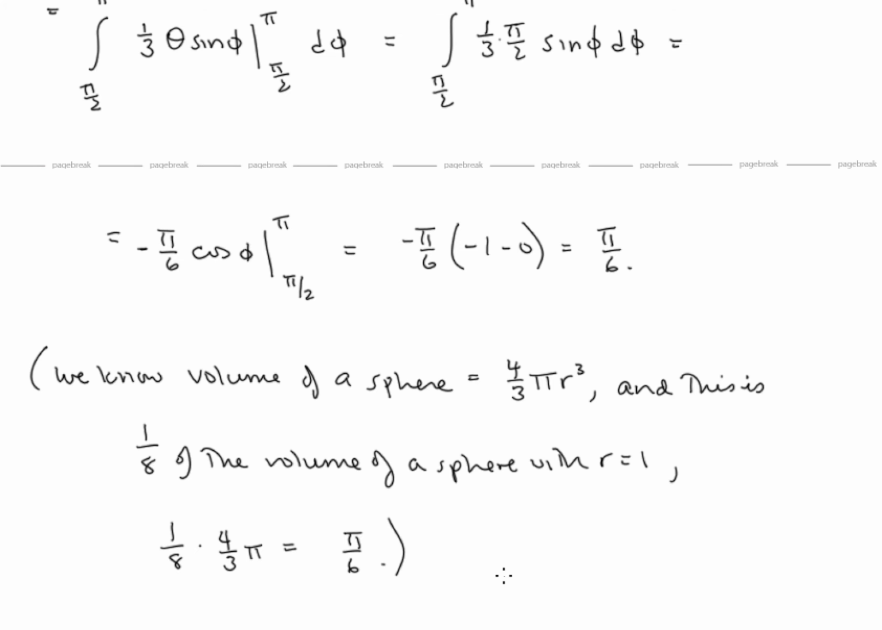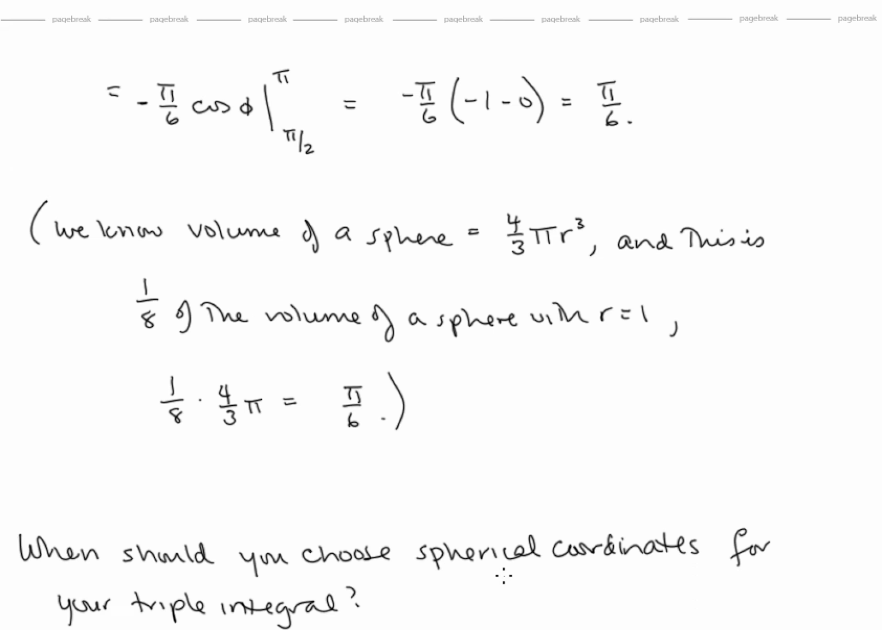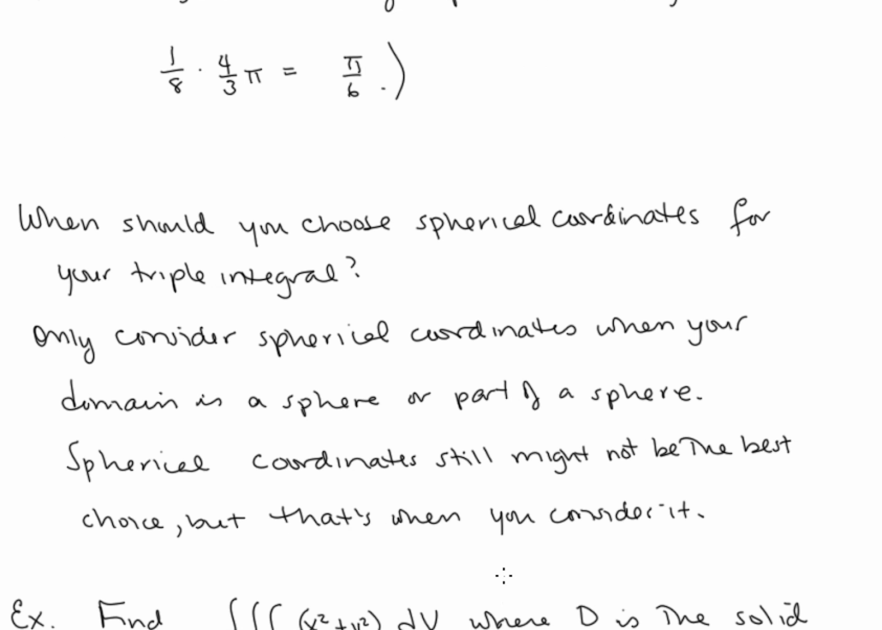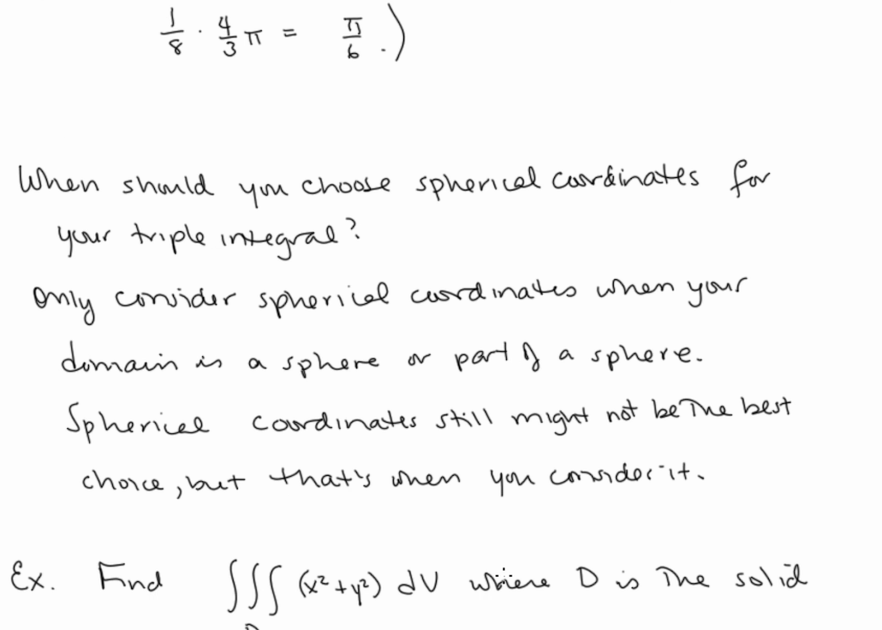Now you might be wondering at this point, how do you know which coordinate system to use when you're setting up your triple integral? And what I want you to look out for with spherical coordinates is a domain that is a sphere or part of a sphere. Now, when your domain is a sphere or part of a sphere, your domain will be most easily represented in terms of spherical coordinates. So that means the bounds on your integral are going to be the simplest. They'll all be constant bounds in spherical coordinates, which is great.